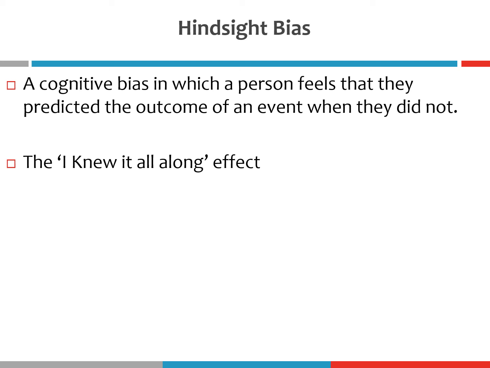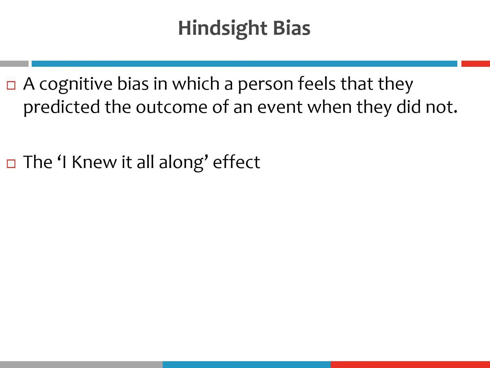So why did I give you these examples? Well, both of these examples are examples of something called hindsight bias. So hindsight bias is a cognitive bias in which a person feels that they predicted the outcome of an event when they did not, right? Or that they could have predicted the outcome of an event when they could not have. So it's known as the I knew it all along effect.